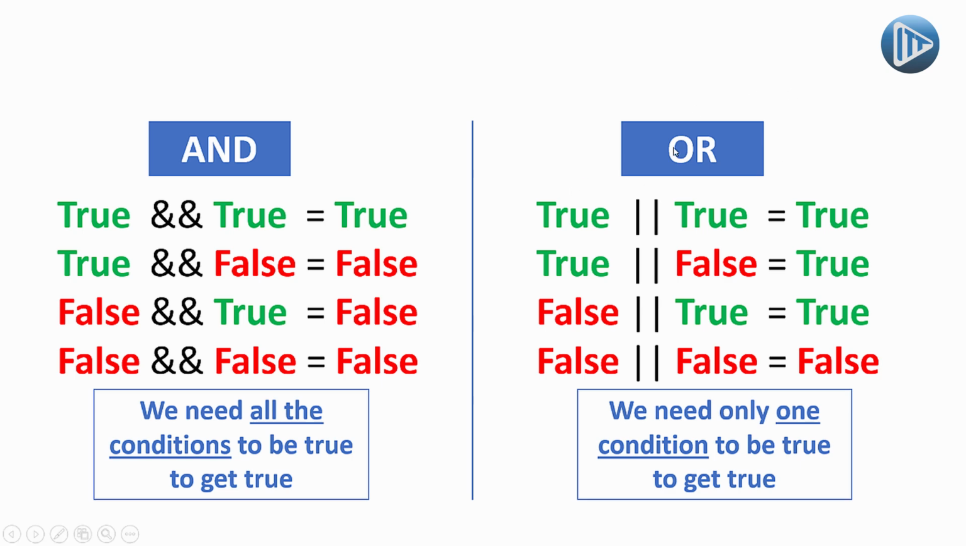But the OR operator only needs one true condition. So if we have two conditions and both of them are true, then it will give us a true. And if we have one true and the other one is false, it will also give us true and trigger the code inside our if condition. But only if both our conditions are false, then it will give us a false as a return and will not trigger anything inside our if condition.